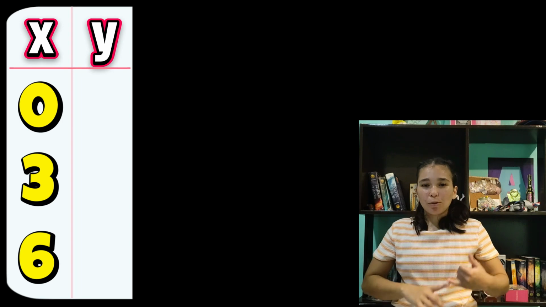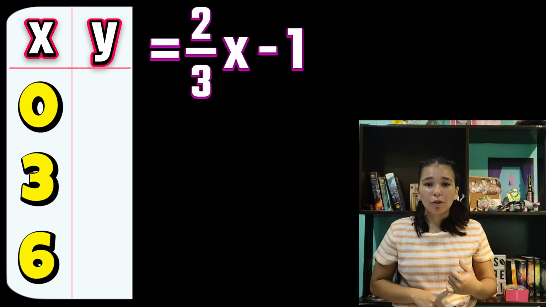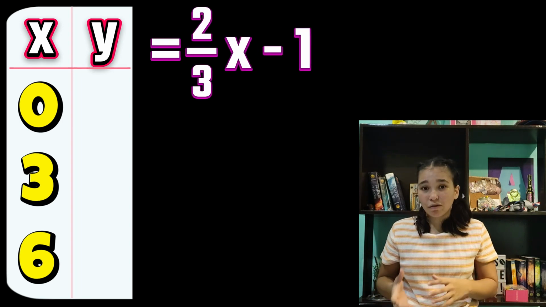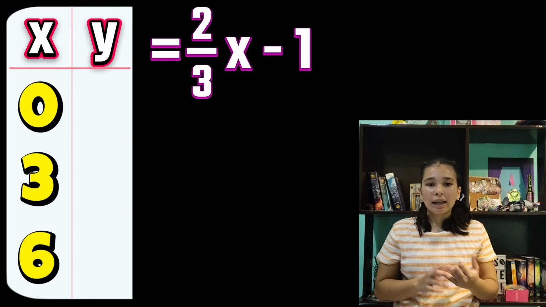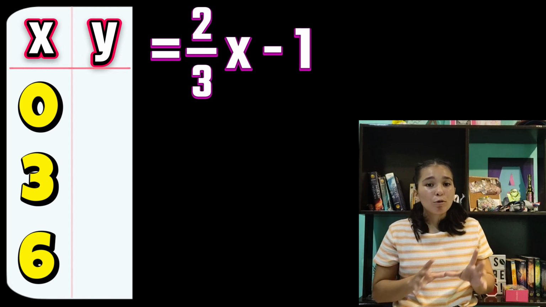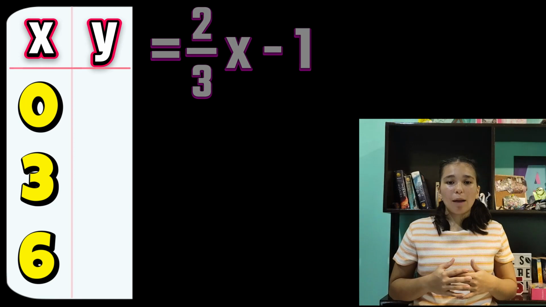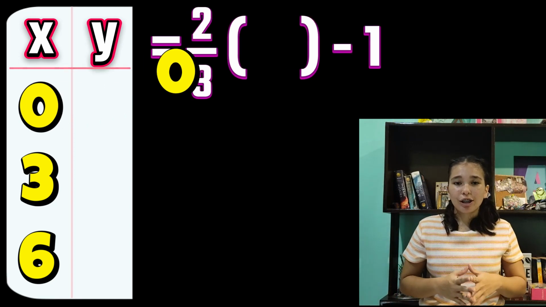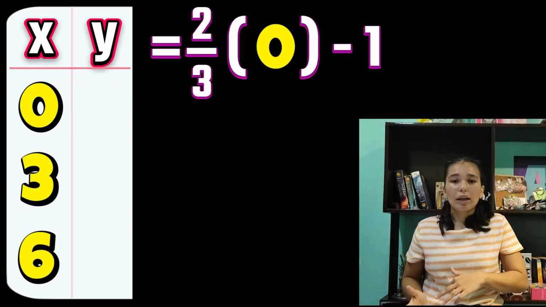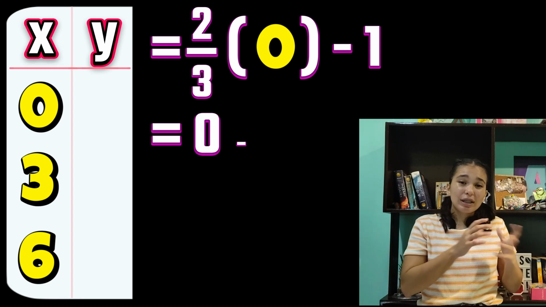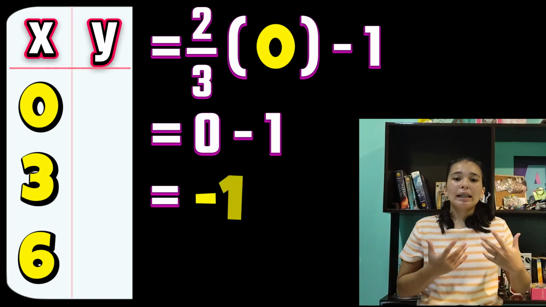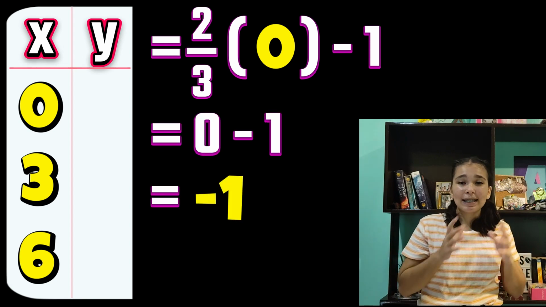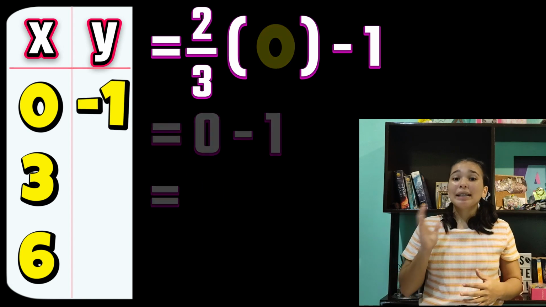Okay. So, let's start with 0. Remember, the next thing natong button is atong i-evaluate ang function. So, put the 0 into the function y equals 2/3 x minus 1. And you will get y equals 2/3 times 0 minus 1, which will just simplify to 0 minus 1. And finally, -1. So, when x is 0, y is going to be -1.